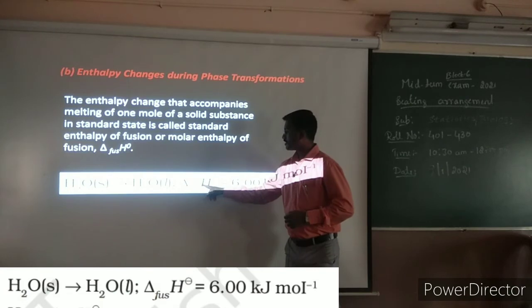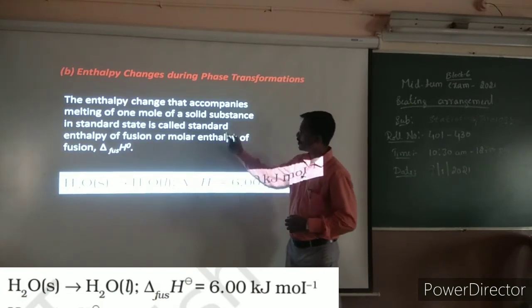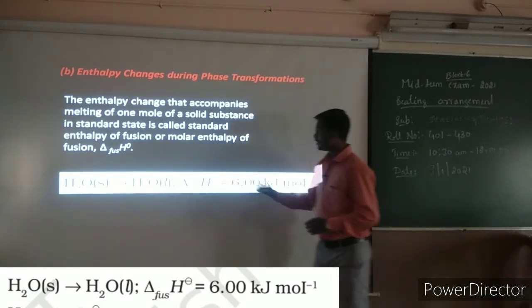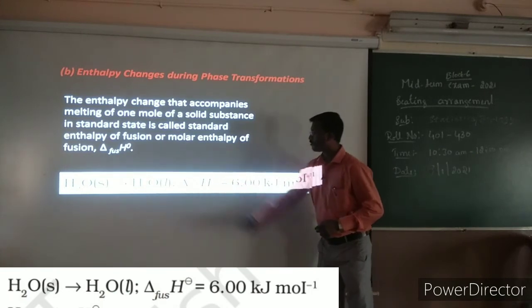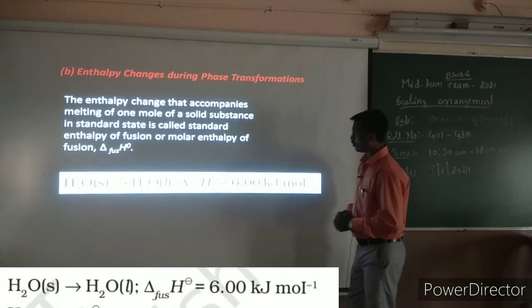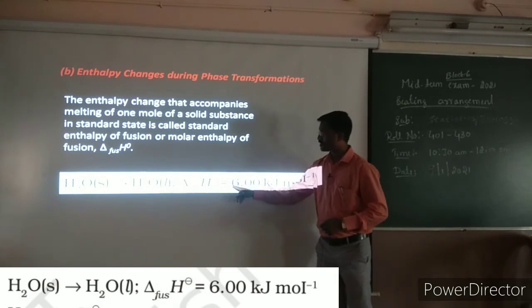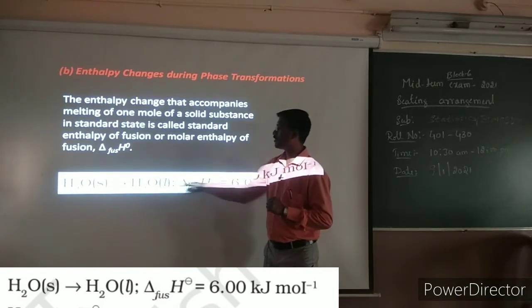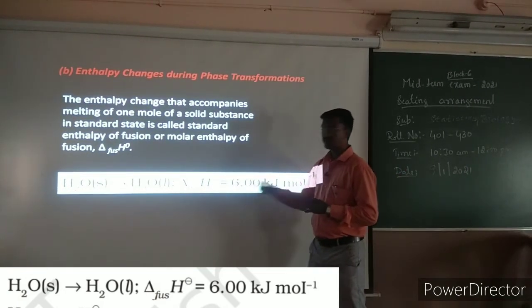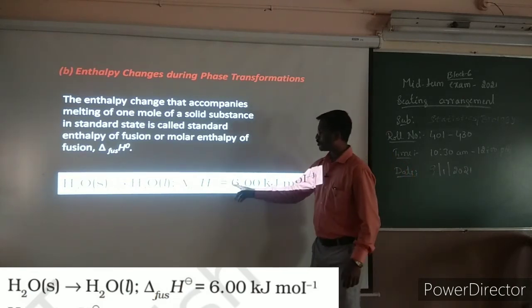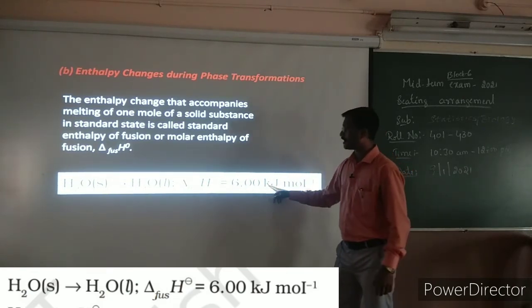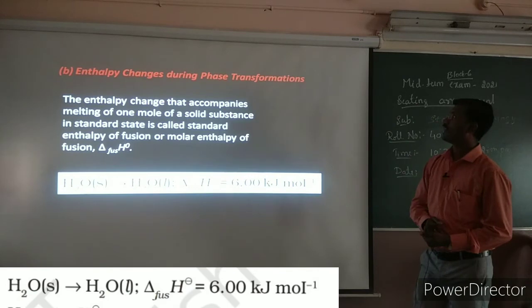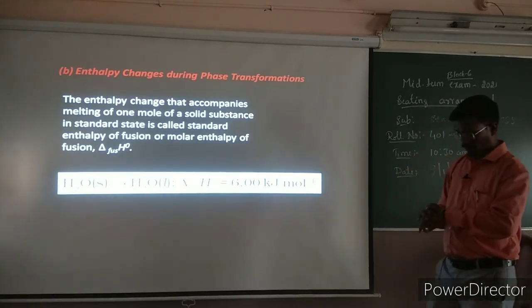The standard enthalpy of fusion. Whenever we use the word fusion, you have to understand it is a conversion from solid into liquid. In this reaction, the enthalpy change of fusion is 6 kilojoule per mole. Can you see 6 is positive. Positive means heat is absorbed. After absorbing heat, the solid is converted to liquid. If it is minus, it means heat is evolved, which is exothermic. Here it is positive, so it is absorbed, an endothermic reaction. Only after supplying heat is the solid converted to liquid. So this is about the enthalpy change during the phase transformation.